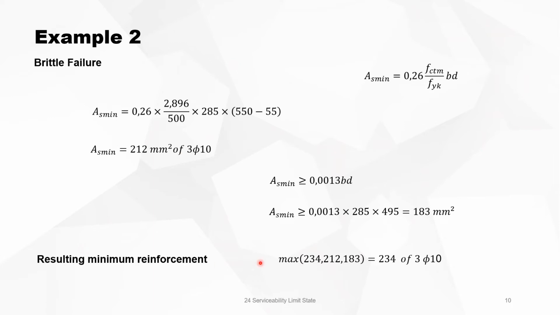So the resulting minimum reinforcement is the maximum of the one for crack control and brittle failure. Now you will see that because we have a crack width limitation, suddenly the reinforcement for crack control is dominant. Of course, if you round off, this is 3 diameters 10, and brittle failure is also 3 diameters 10, but that's coincidence. So if you impose a crack width limitation for minimum reinforcement, the formula for crack control will most likely be dominant.